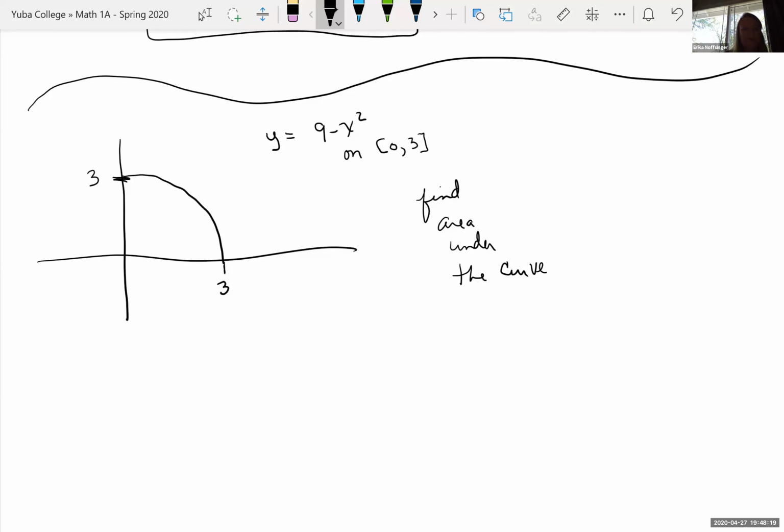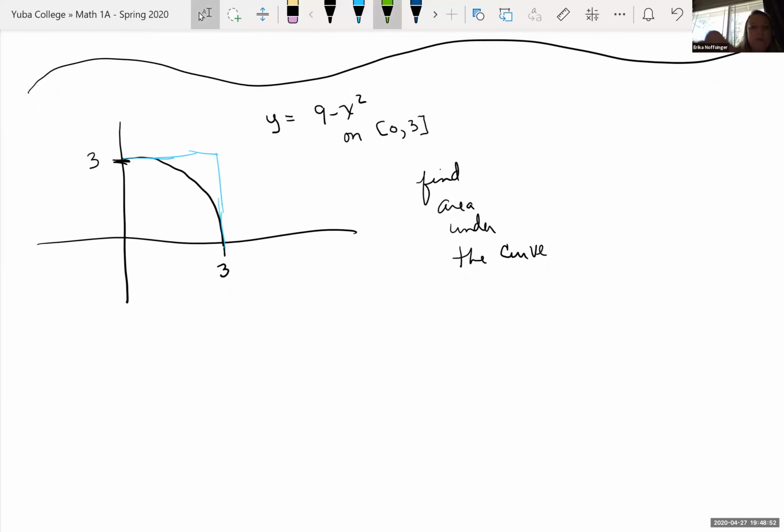We could probably do some reasoning like that. But the whole point of this next section is that we're going to create rectangles inside of where we're trying to find that area. So notice if I created one rectangle, we could get an estimate of what that area is. In that case, that's a square, 3 times 3, so approximately 9 square units.